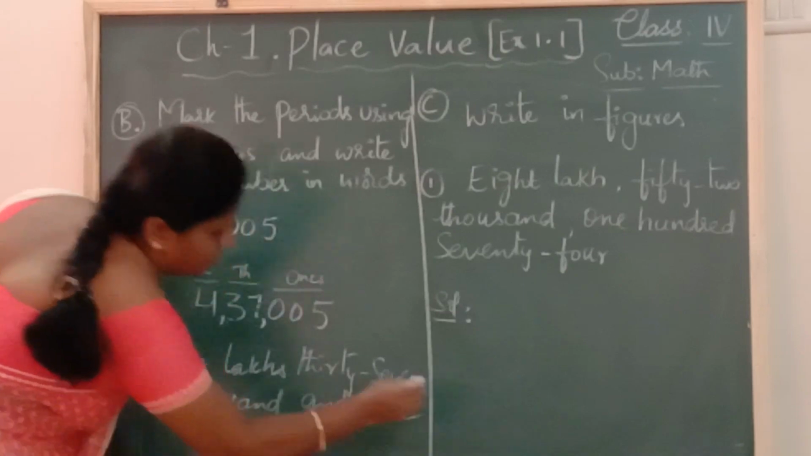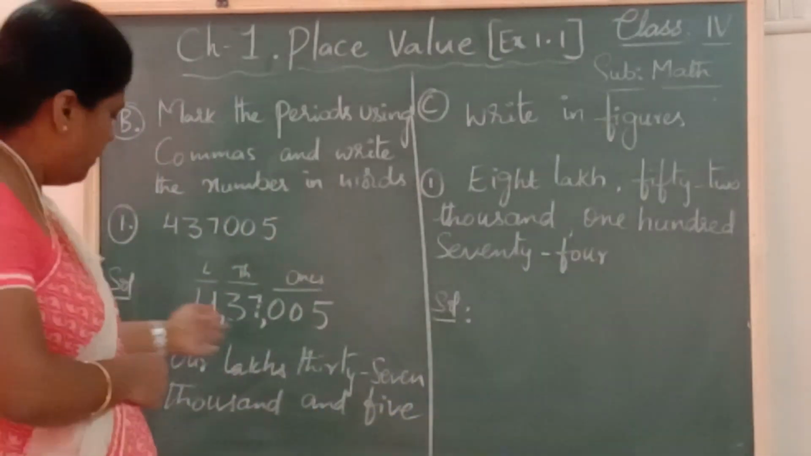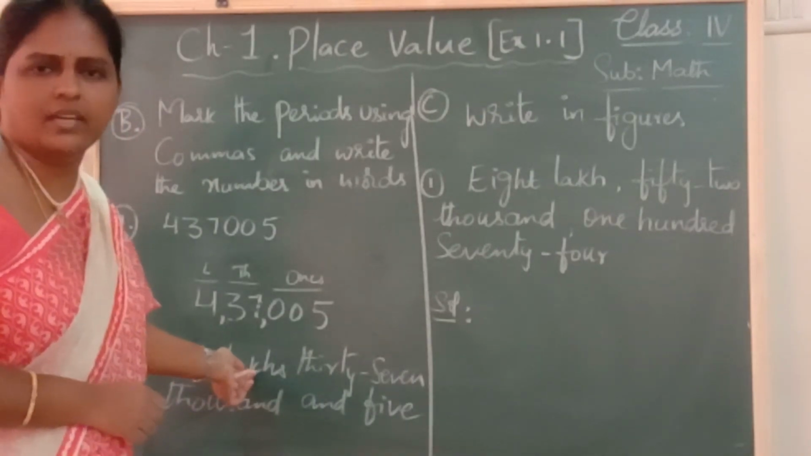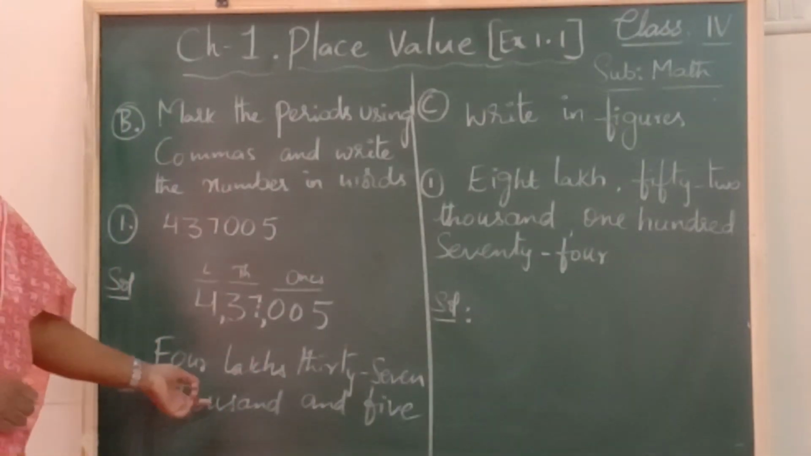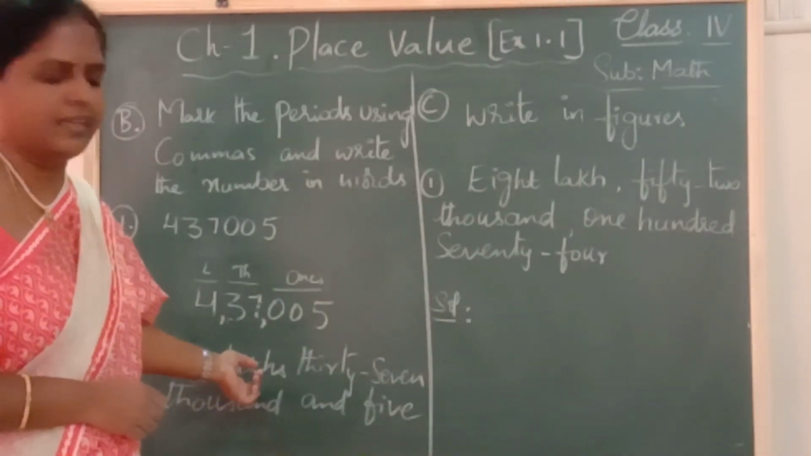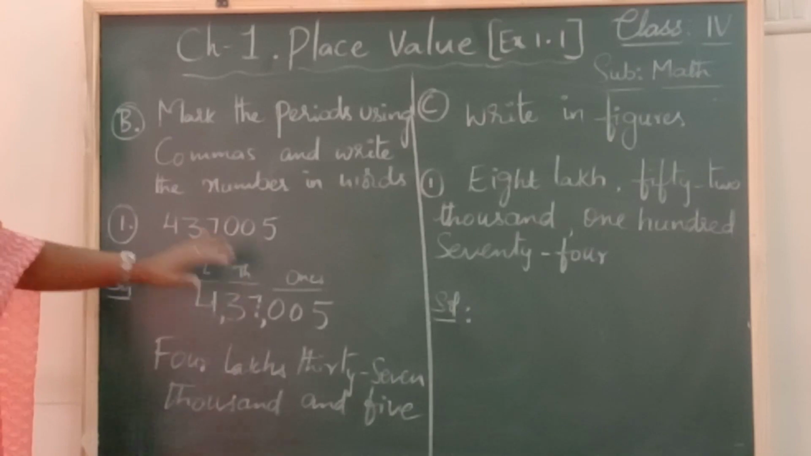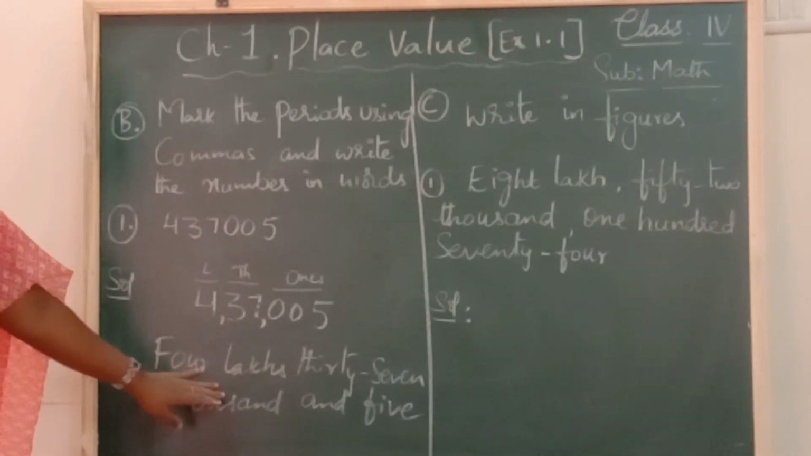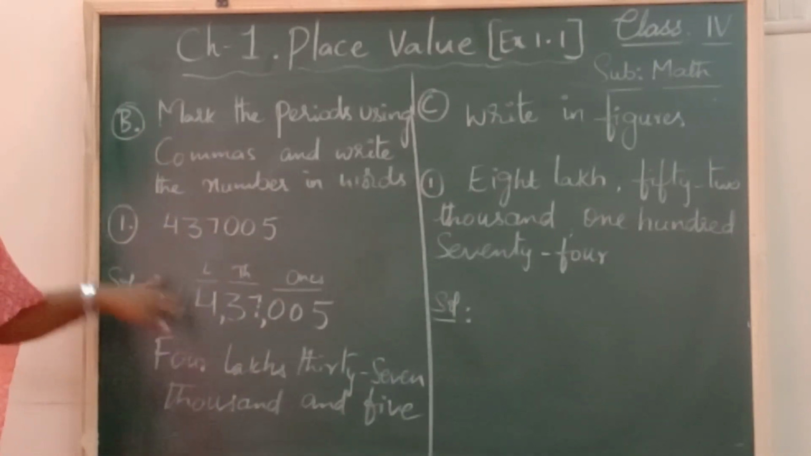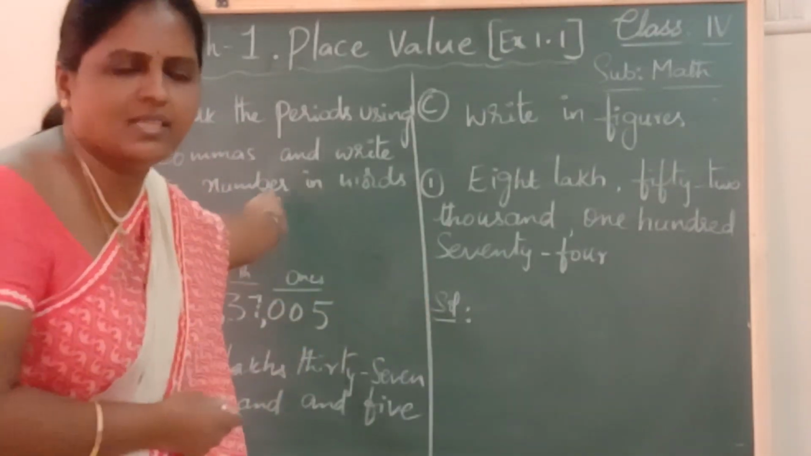While writing the number name, or writing in words, be careful with the spellings, children. Lakhs, thousands, hundreds, each and every spelling write very clearly and correctly. So this is how you have to mark the periods and write the number name. I hope you understood. The same way, try to solve the remaining sums in this bit.